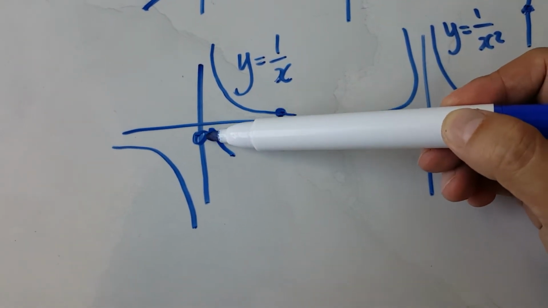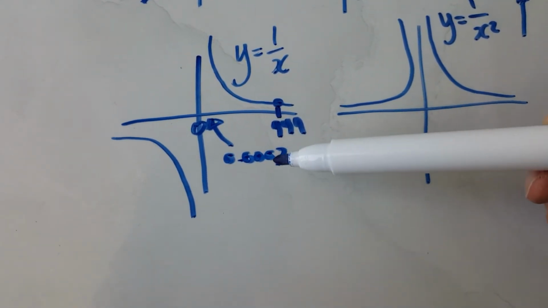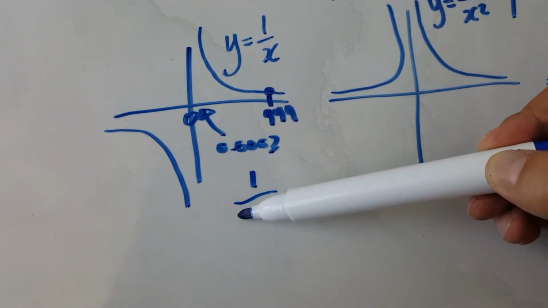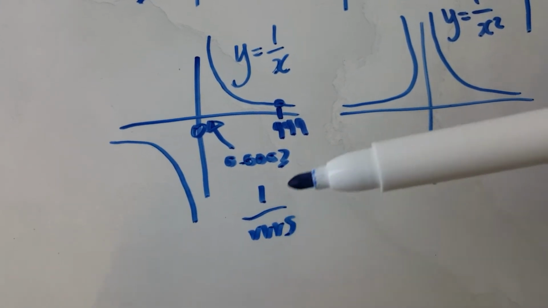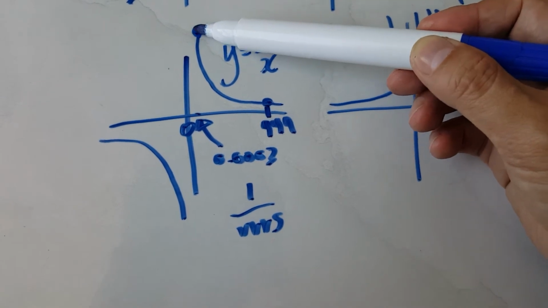Select a number just to the right. 0.0003, I don't know, a really small number. So now put this number into here. 1 divided by very, very, very small. Well, if you have 1 divided by something very, very small, it's going to be very, very big. So it jumps all the way up to here.